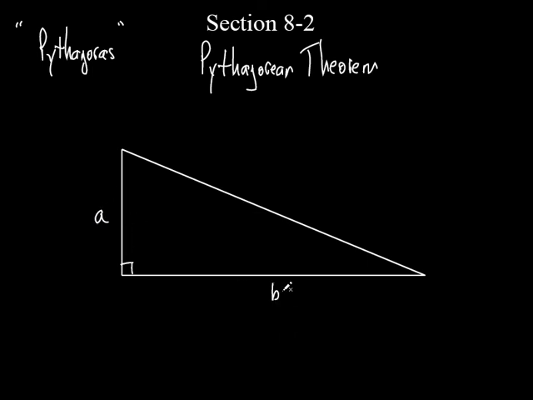We'll call the legs a and b, and we'll call the hypotenuse c. Which one is the hypotenuse? It's the one opposite the right angle. So c will represent our hypotenuse. The a and the b will represent the two legs.